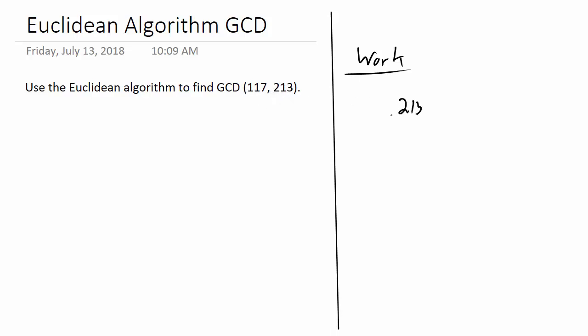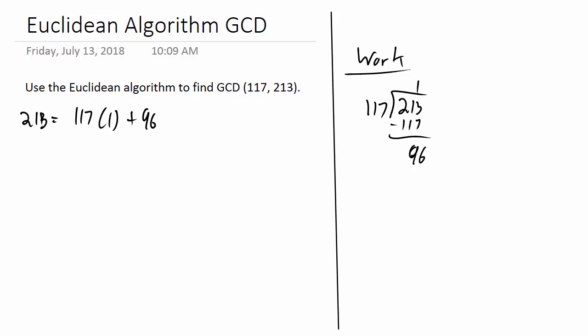So 213 divided by 117, it goes into it once, and then you subtract to find the remainder. When you subtract these, you have to borrow, but you get a remainder of 96. So this is what you do. You say that 213 is equal to 117 times 1 plus 96, and here's where all those pieces came from.